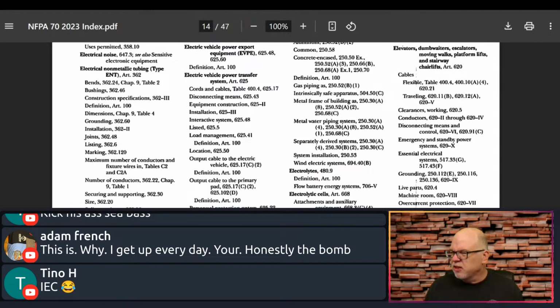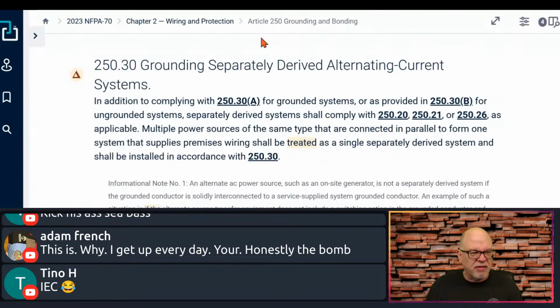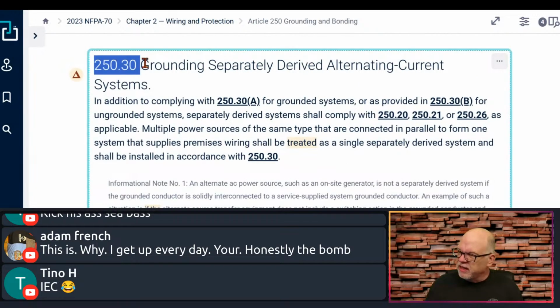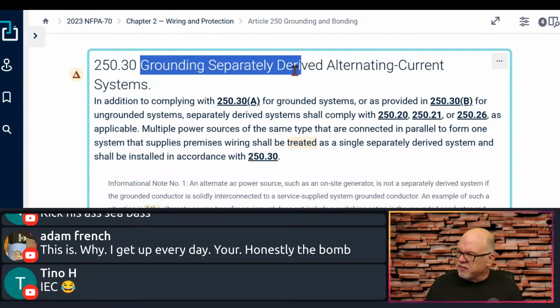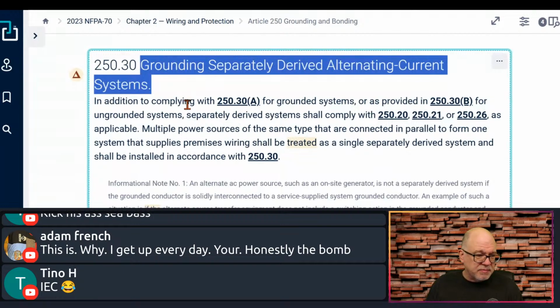All right, so anyway, with that said, let's go to the code, and we're going to go to 250.30, where it said go. All right, so we're going to go 250.30. Make sure I'm good there. Let me close this down. Okay, so here you see we're at grounding. Oops, let me share this tab instead. Hold on here. This one instead. Okay, so here we're at 250.30. We're at separately derived system, alternating current system. Okay, and we're going to go down.